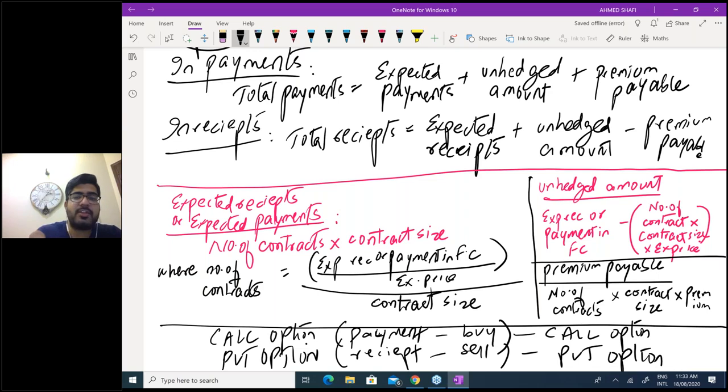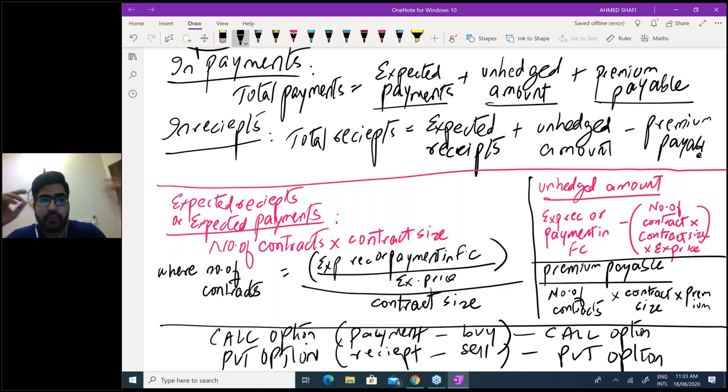In case of payments, the options formula is expected payments plus unhedged amount plus premium payment. Whereas in receipts, the formula is expected receipts plus unhedged minus premium payable. Now, what is the difference in payments and receipts? Obviously, whenever you want to enter into an option, you have to pay some premium upfront. In options, you can always back off, but in entering options, you always have to pay a premium.